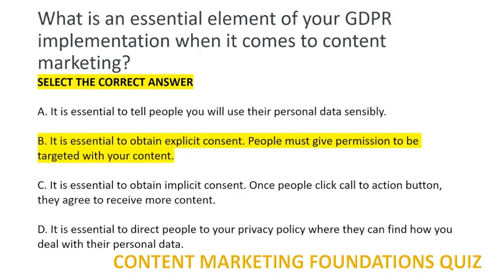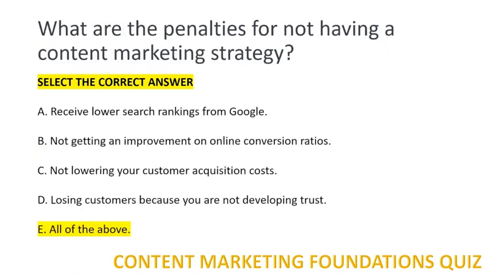What is an essential element of your GDPR implementation when it comes to content marketing? B. It is essential to obtain explicit consent. People must give permission to be targeted with your content. What are the penalties for not having a content marketing strategy? All of the above.